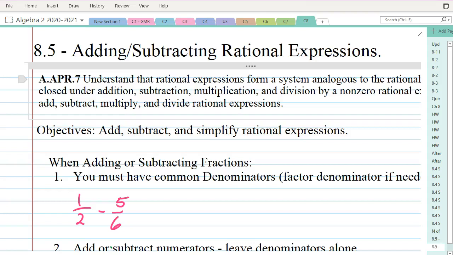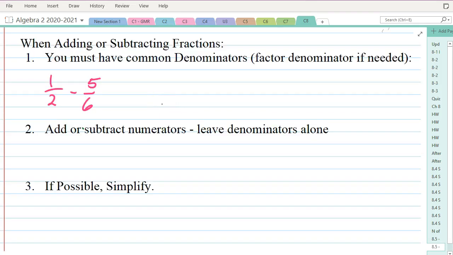Adding and subtracting rational expressions. Remember, rational expressions are expressions with variables on top and bottom of the fraction. So remember, when adding and subtracting fractions, you have to have common denominators. We'll start with a really basic example here.